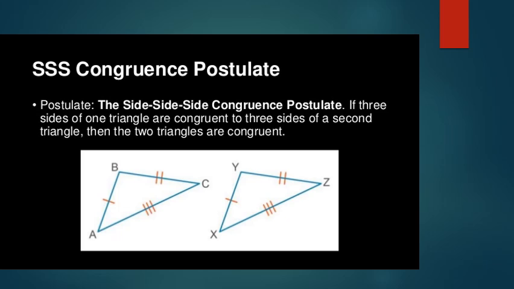The statement says that if all the three sides of one triangle are equal to the corresponding three sides of the second triangle, then we can say that both the triangles are congruent to each other. In our figure, AB is equal to XY, BC is equal to YZ, and AC is equal to XZ. So by SSS, I can say that ABC is congruent to XYZ with the help of SSS criteria.